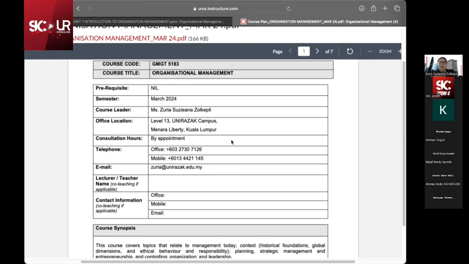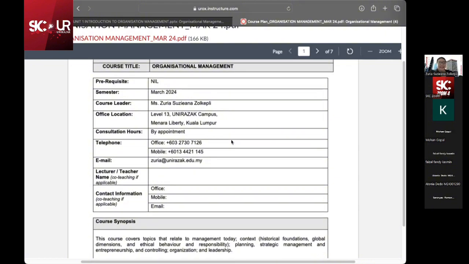So if, let's say at 12 midnight, you suddenly want to know how much percentage for the assessment, instead of texting your lecturer, including other lecturers as well, go back to your course plan. Everything is here, right? Much faster than waiting for the lecturer to respond. Okay, so everything is here.